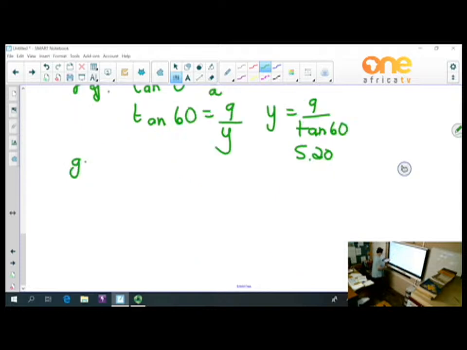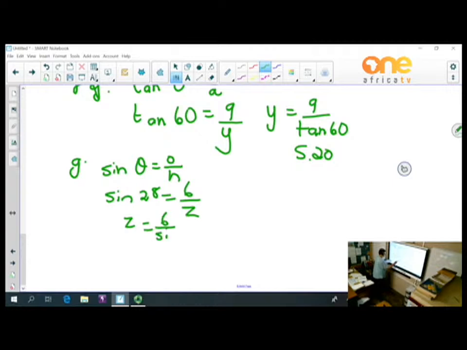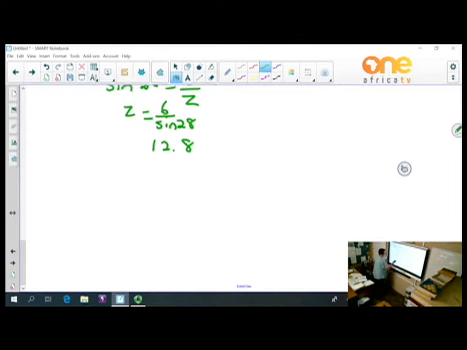Now it's number G. Which function? Sine. Sine theta is opposite over hypotenuse. Substitute: sine 28 is equal to 6 over z. Which method? Bottom divide. So it's 6 divided by sine 28, which is equal to 12.8.